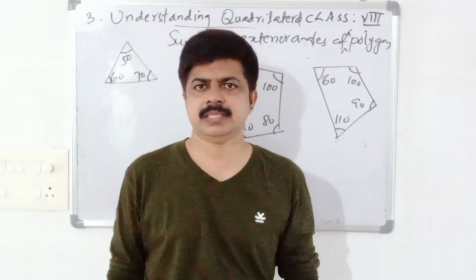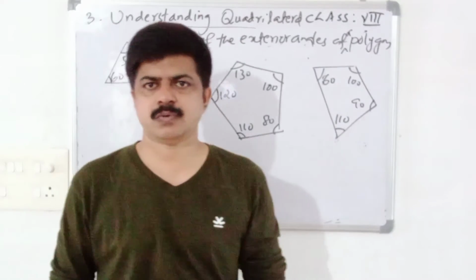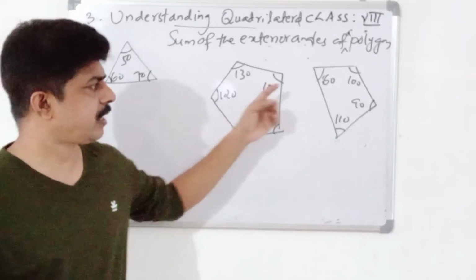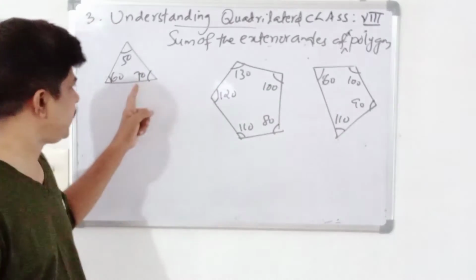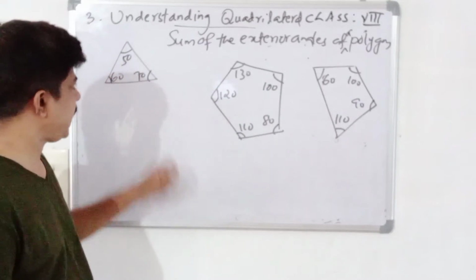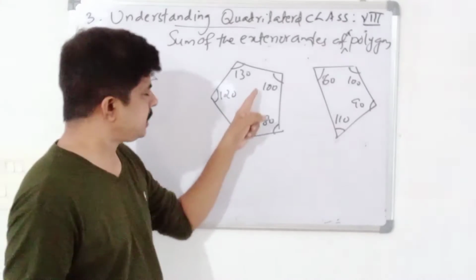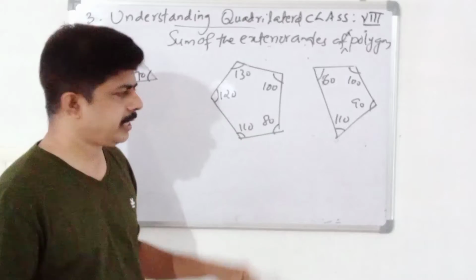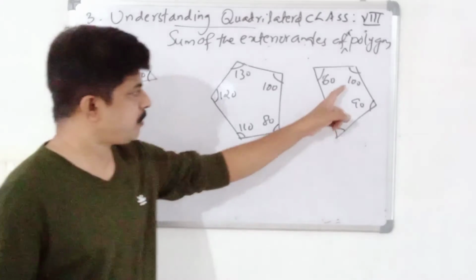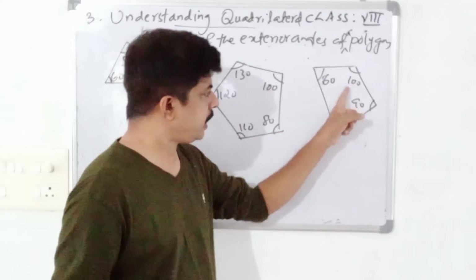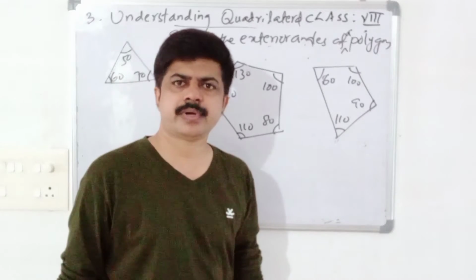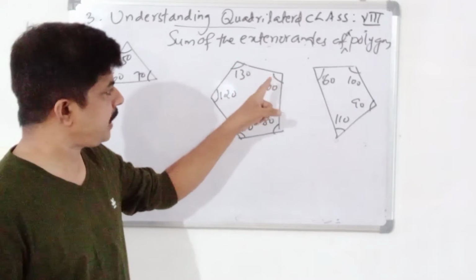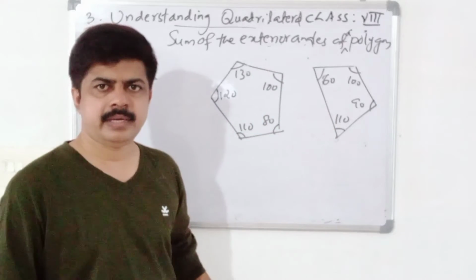Okay, we learned the sum of the interior angles of a triangle. Now let us verify the sum of the exterior angles of a polygon. Here we have a triangle. We know the sum of all the 3 angles of a triangle is 180. This is a pentagon. The sum of all the 5 angles of a pentagon is 540. This is a quadrilateral. The sum of the 4 angles of a quadrilateral is 360. Now let us verify the sum of the exterior angles of each polygon.